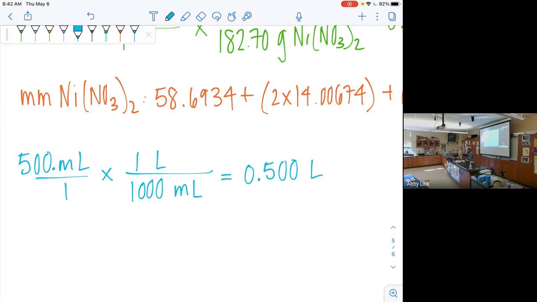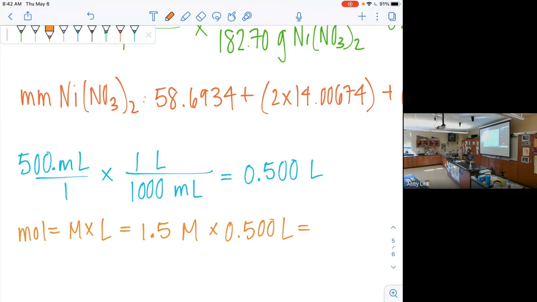All right, so now I've got my liters. Now, what's our equation going to be? Moles equals molarity times liters. So let's go ahead and plug this in. So our molarity, they give that to us, 1.5 capital M for molarity, times our liters that we just calculated. All right, now we're going to cut down to 2 sig figs because 1.5 has only 2 sig figs. Okay, so when I multiply that out, I get 0.75 moles of NaOH.